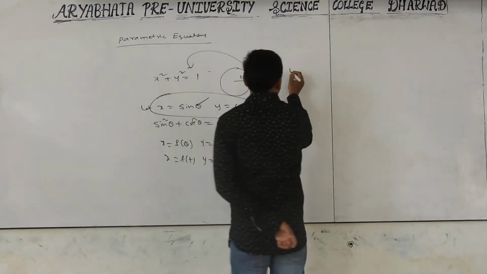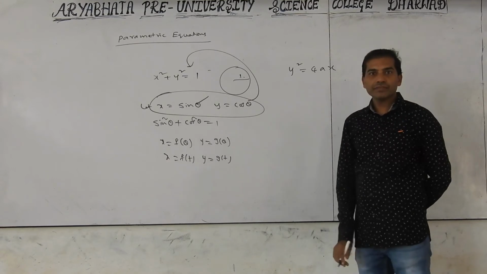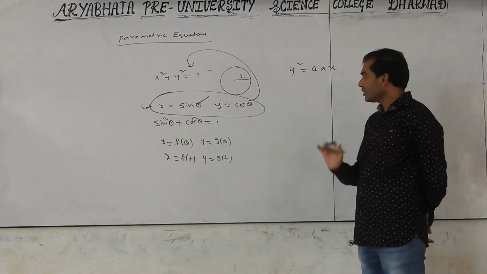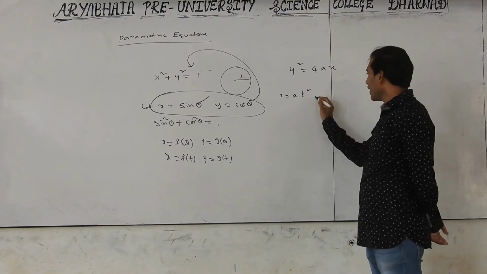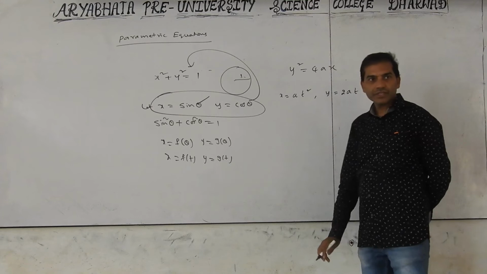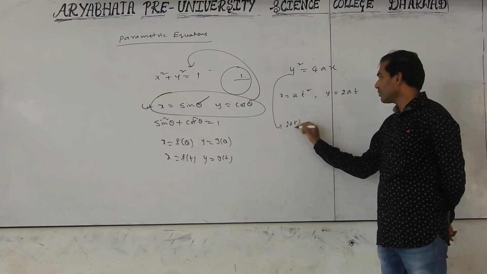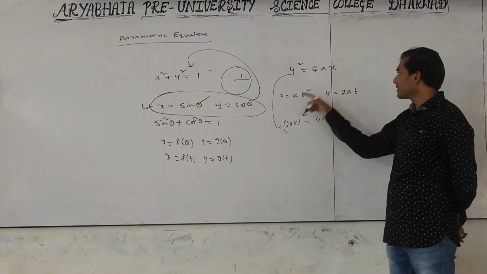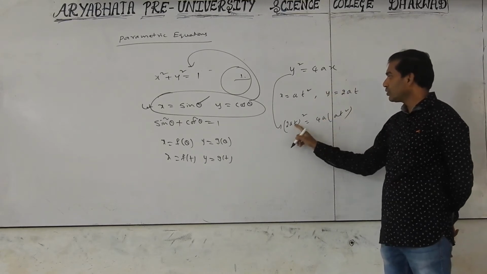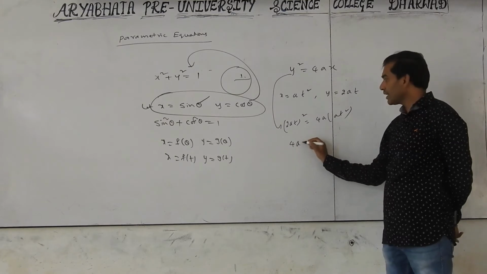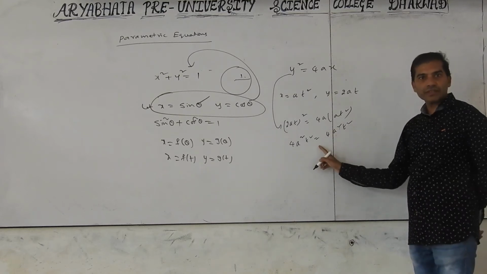For example, y squared equal to 4ax. How many variables are there? Two variables, x and y. Now, let x equal to, I am taking, a t squared, and y equal to 2at. Check it. Is this satisfied or not? y equal to 2at, substitute here, 2at whole square equals 4a, x is equal to a t square. Are you following? 2at whole square equal to 4 a square t square. 4 a square t square. Both same or not? Left side equal to right side.